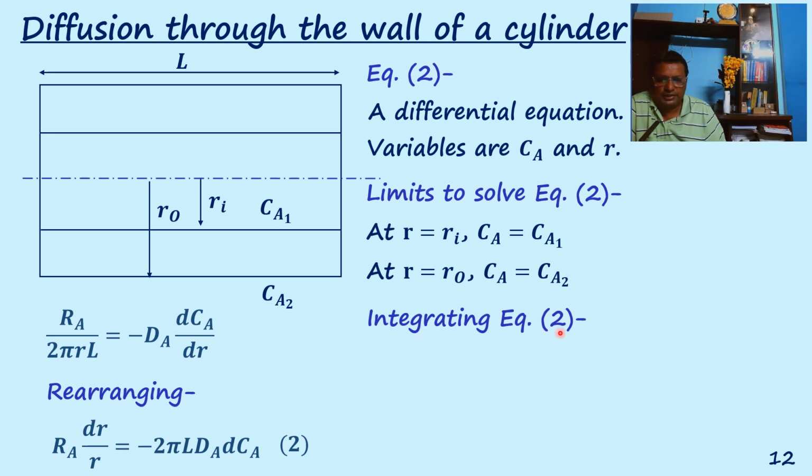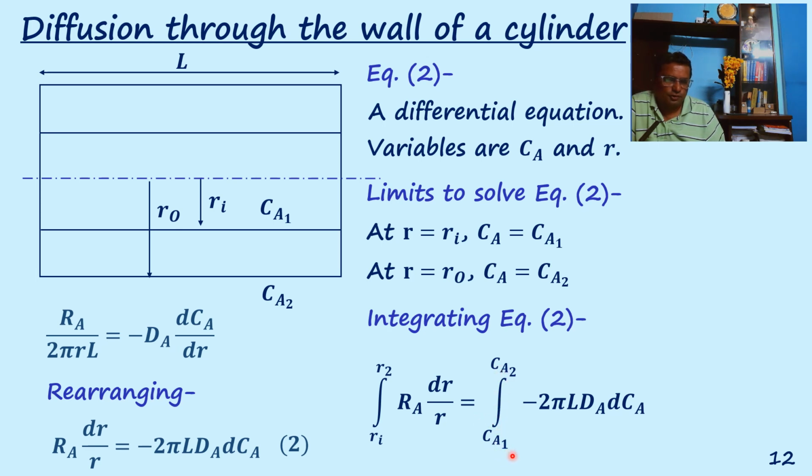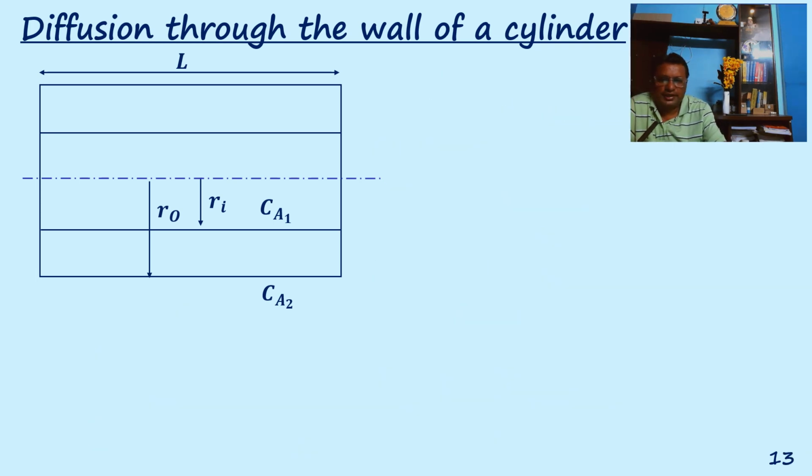Now let us integrate it. On the left hand side, you'll have integration from Ri to R0 of Ra into dr upon r, which is equal to integration from Ca1 to Ca2 of minus 2 pi L DA into dCA. Okay. Now the next step is to identify the constant terms and take them out of the integral. So let us do that.